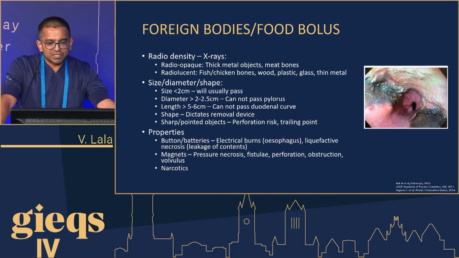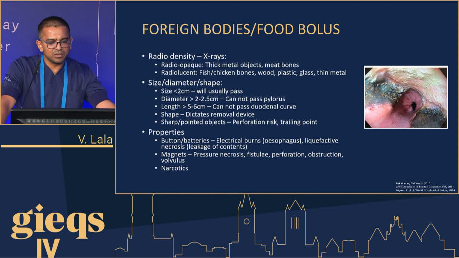The next thing you want to ask yourself is, what's the size, what's the shape, and what's the diameter of the object? And this is important because smaller objects less than 2 centimeters will likely pass through the GIT without any issues. Objects larger than 2 to 2.5 centimeters tend to get stuck at the pylorus. Longer items can't navigate the duodenal curve. And shape, because shape dictates the removal device.